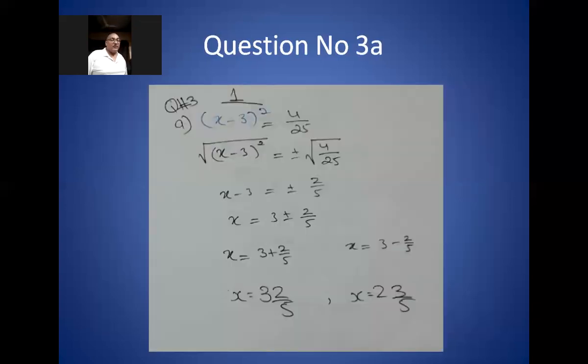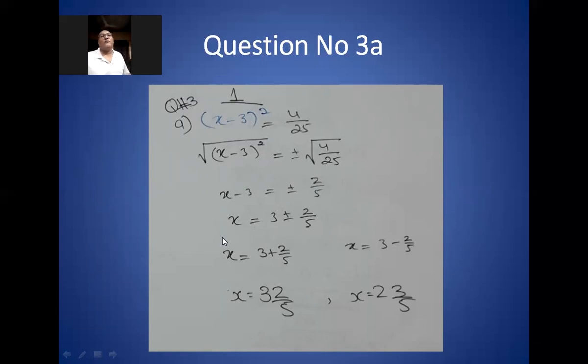The next question coming up on your screen says solve each of the following equations. Here you have (x minus 3) whole squared equals 4 by 25. What I will do is take the square root on both sides. Because of this square root, I will write a plus minus sign here. The square and the square root will cancel. You're left with x minus 3 equals plus minus 2 by 5. Take this minus 3 to the other side, it will become plus 3. So you will have x equals 3 plus minus 2 by 5.